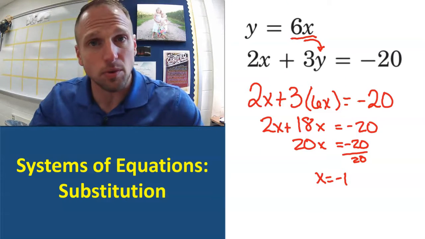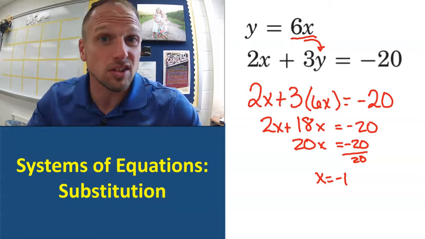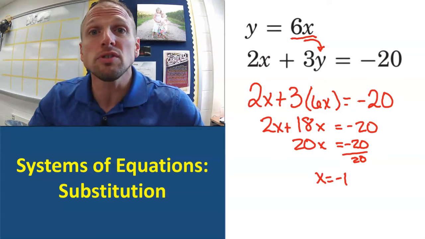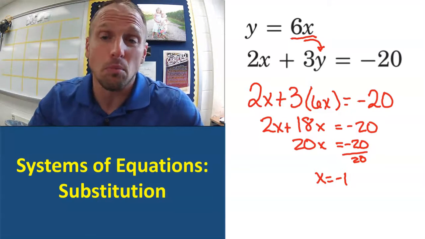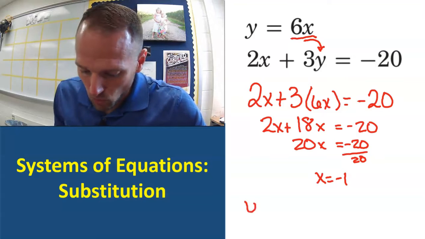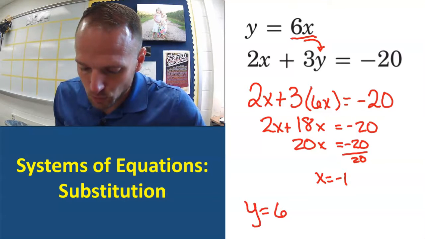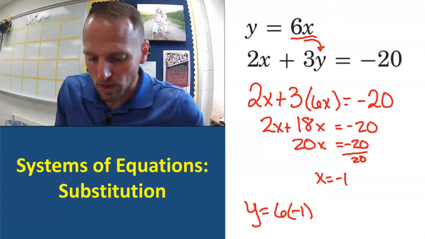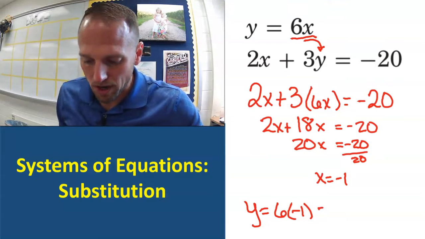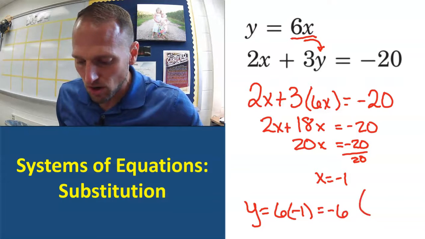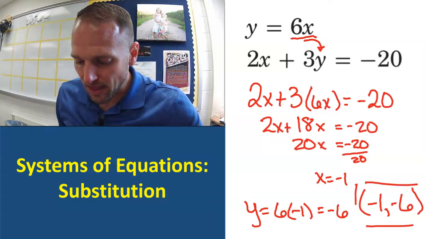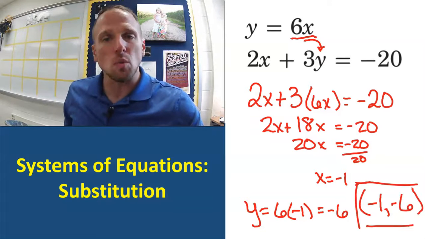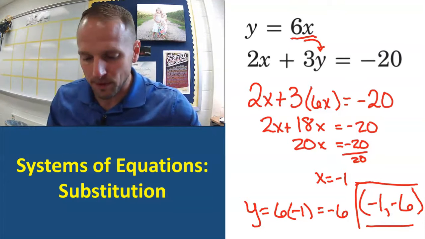We've got our first variable. That's awesome, but now we need to take that and sub it back in. Either equation is going to work, but I like the top equation much, much more. So I'm going to use y equals 6x, but instead of the x, I know x is negative 1. All right, so that was the top equation, y equals 6x, and x is negative 1. So y equals negative 6. So our answer is just going to be negative 1, negative 6. And that is the one solution that works for both the top and the bottom equation.